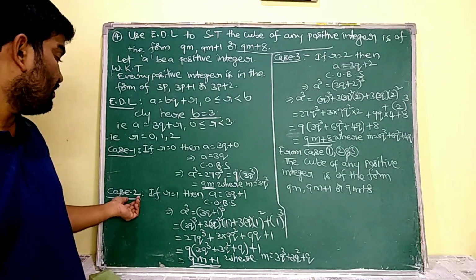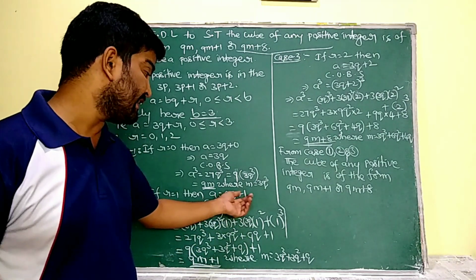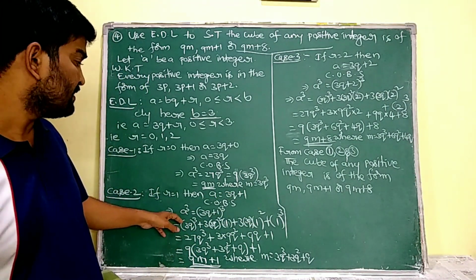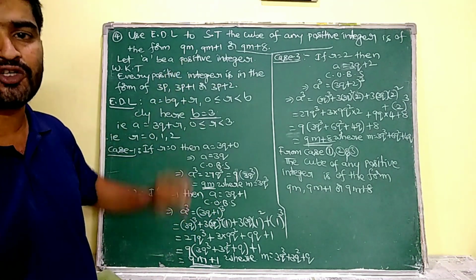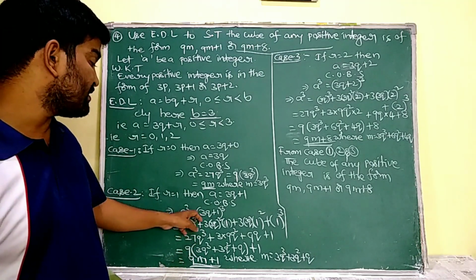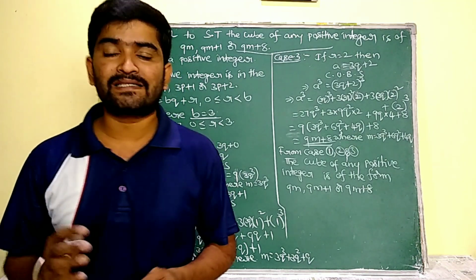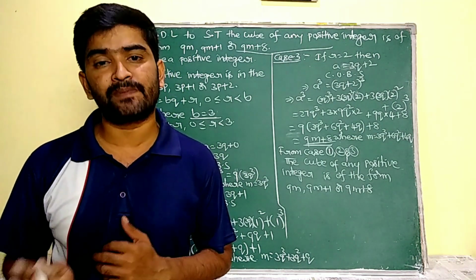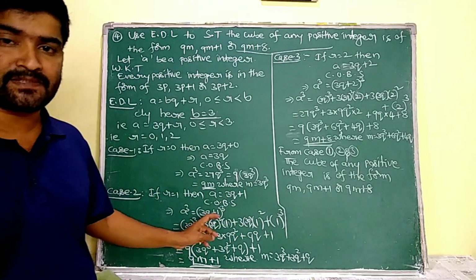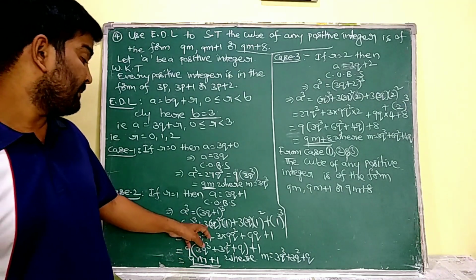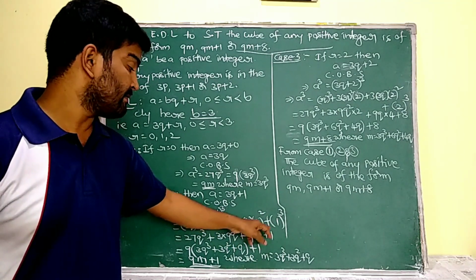Coming to case 2. If r is equal to 1, then a is equal to 3q plus 1. So a cube is equal to, we just have to cube on both sides because I have to check the cube of any positive integer. So a cube is equal to (3q plus 1) whole cube. We know that (a plus b) whole cube is equal to a cube plus 3a square b plus 3ab square plus b cube. In the place of a and b, just write empty brackets, then I fill those values respectively. So (3q) whole cube plus 3 into (3q) whole square into 1 plus 3 into 3q into 1 square plus 1 cube.